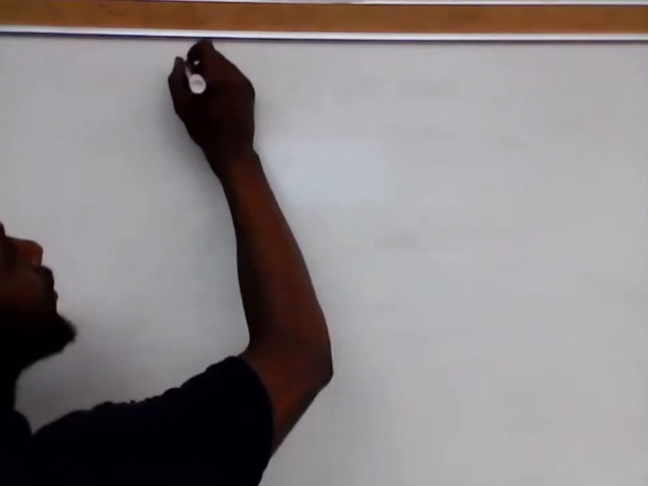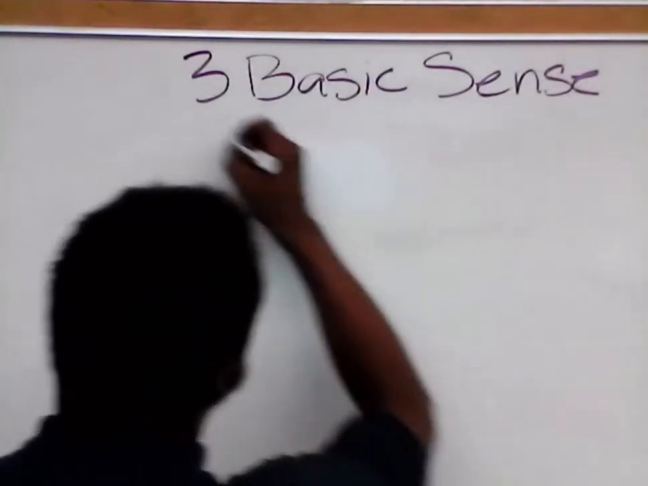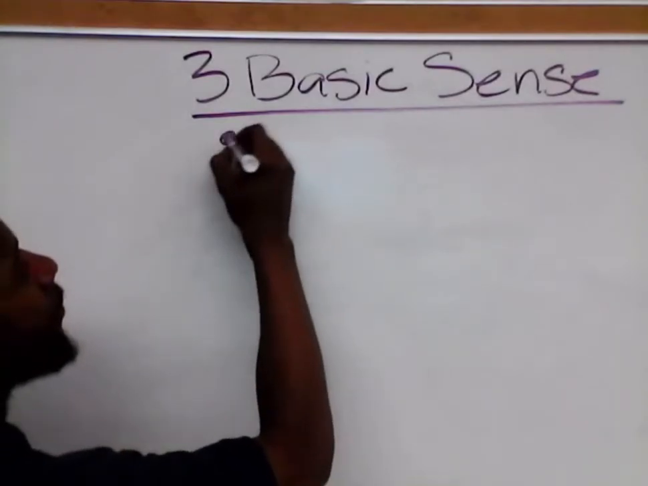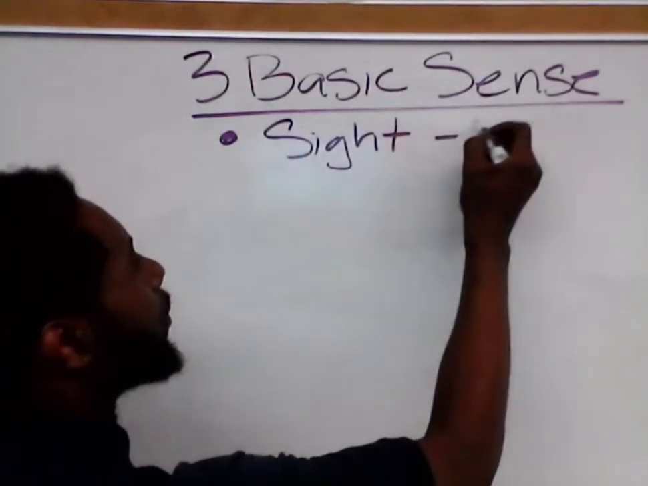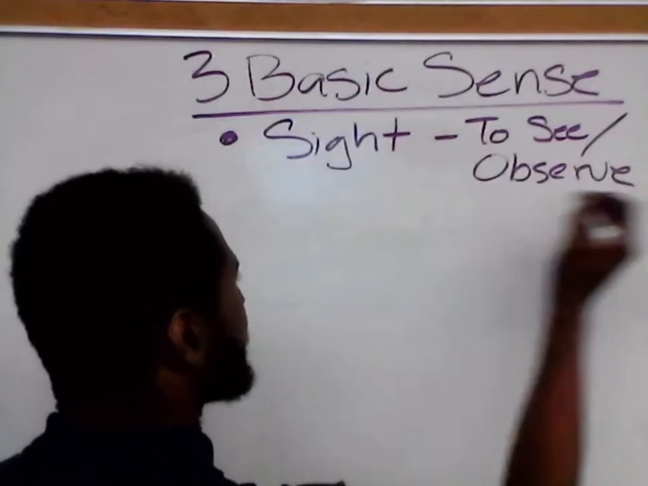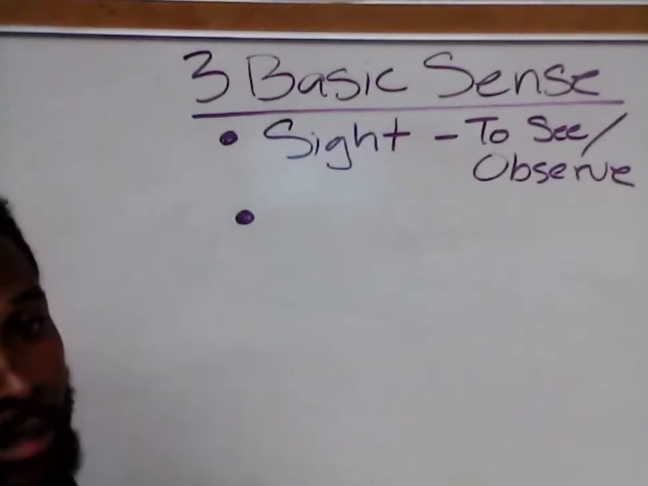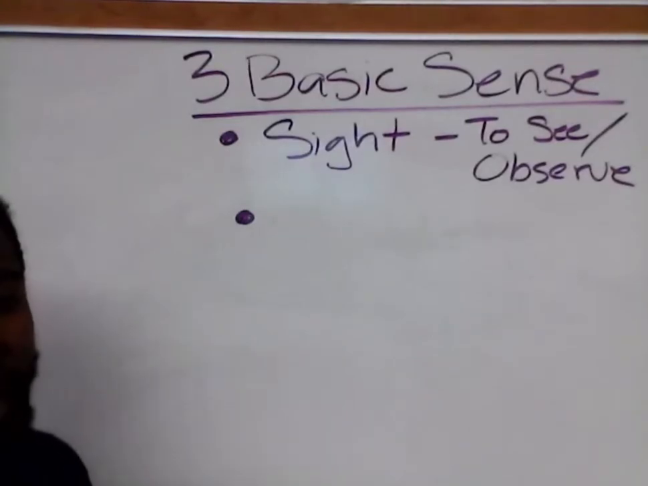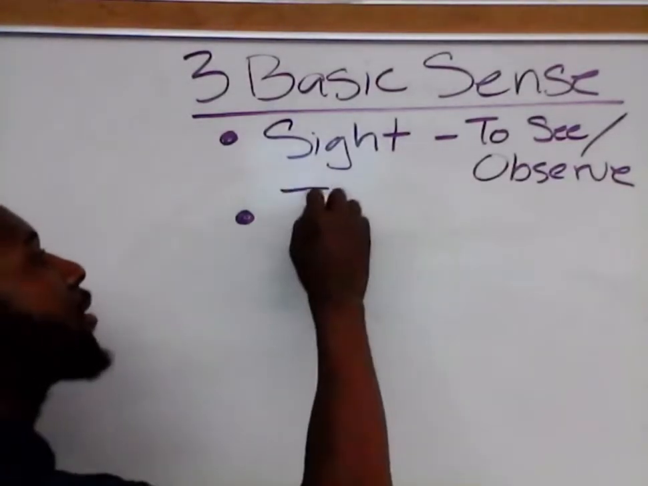Now, there are three basic senses for humans. The first basic sense is going to be sight. The second one is going to be, well, this is where it gets a bit confusing because in the case of the actual body, these next senses all have to do with a physical phenomenon. Okay? So you have touch.